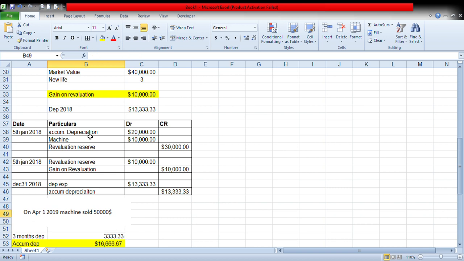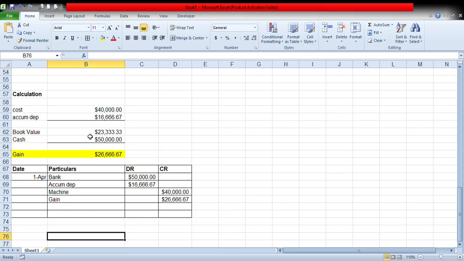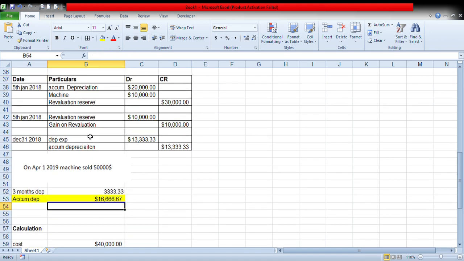Now let's move to 2019. On April 1st, 2019, we sold the machine. But before selling, we have to calculate the depreciation for 3 months, because we've used 3 months: January, February, March. We are selling on April 1st. Remember we need to take the market value right before that. So total depreciation is this, and the 3 months depreciation is this.